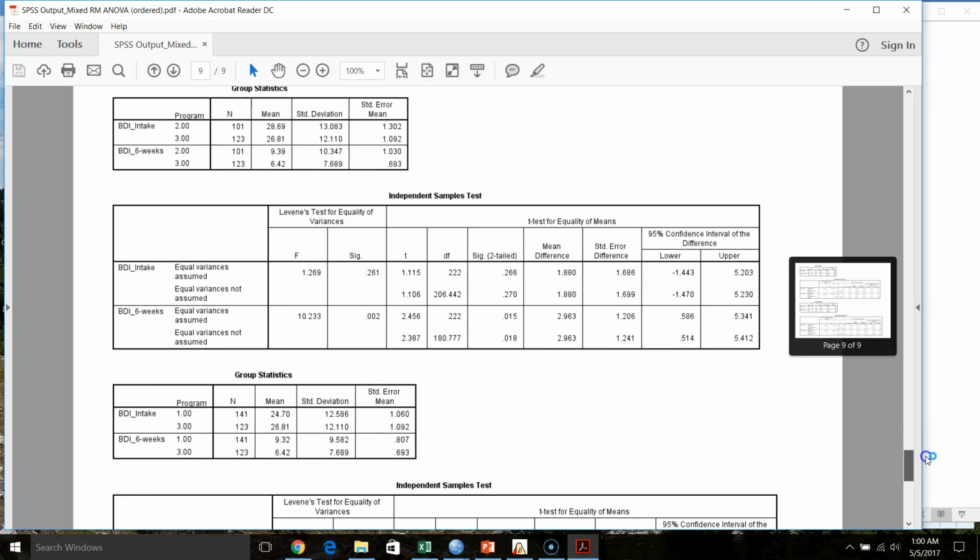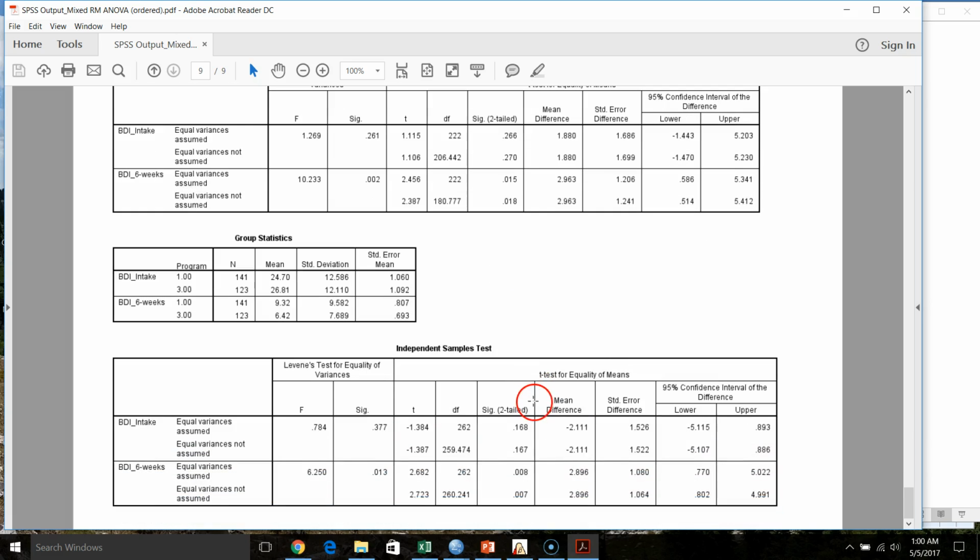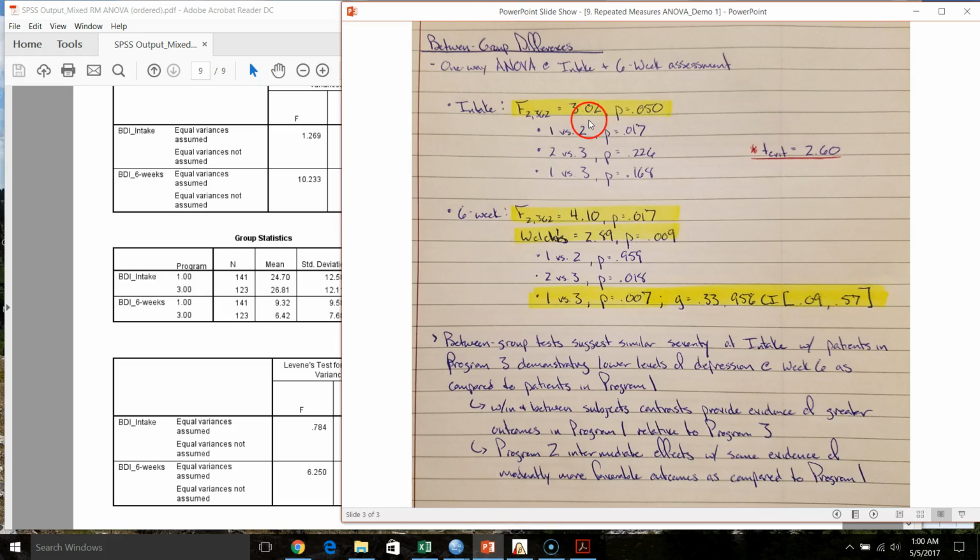If we go down through and take a look at differences between group 2 and 3 at intake, again, no violation of our Levene's, so we go to equal variance assumed, but clearly not meeting criteria for statistical reliability. The same thing between 1 and 3, no violation of Levene's, no evidence of an effect. So in summary, at intake, 1 versus 2 would be considered statistically reliable at our per comparison error rate, but not after our corrected test. 2 and 3 and 1 and 3 clearly do not meet criteria for statistical significance.